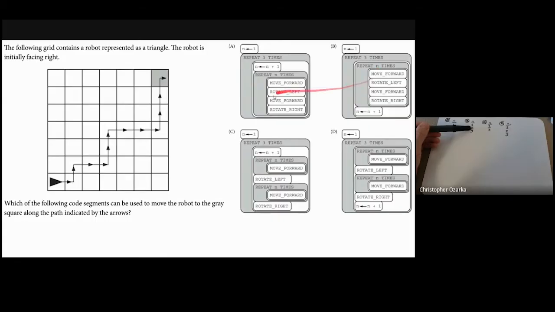It's going to move forward. So I'm right here. It's going to rotate this way. So I'm going to move forward, and then it says rotate left. So now I'm rotated left, and then I move forward. Now I'm here. So it's not B either.